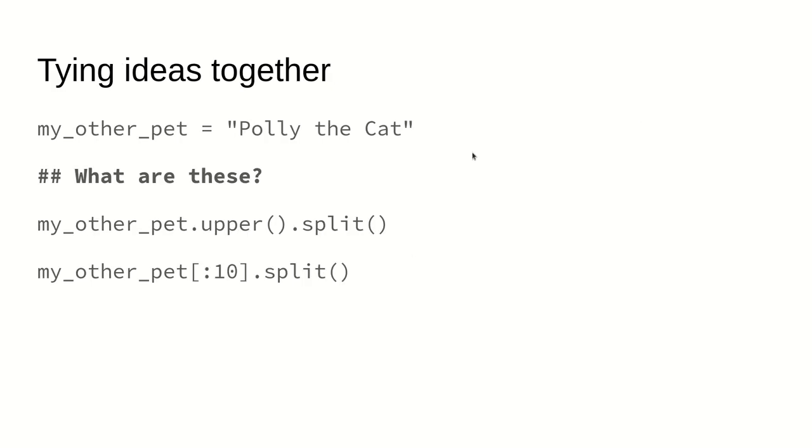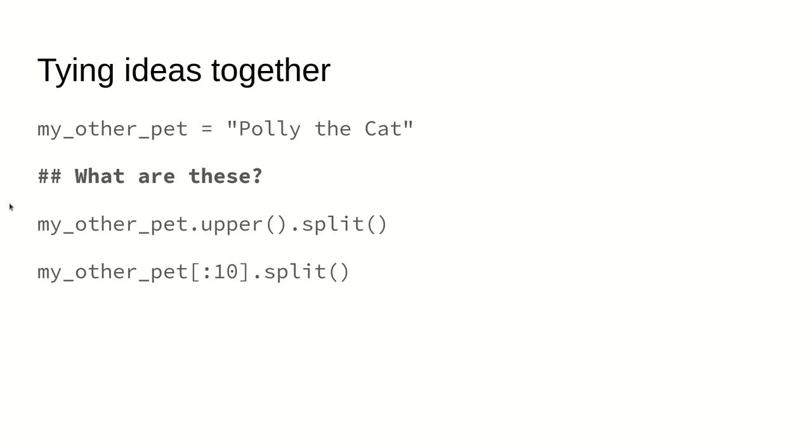So let's bring some of these ideas together, and we may get some time to look at these examples in class and think deeper about what they are doing. But here I've defined the string my other pet to be "Polly the cat." And if I say my other pet dot upper, stop and think about it just there. That creates an all uppercase version of "Polly the cat." So capital P, capital O, capital L, and so on. So that on its own could be a complete statement. It results in a string.